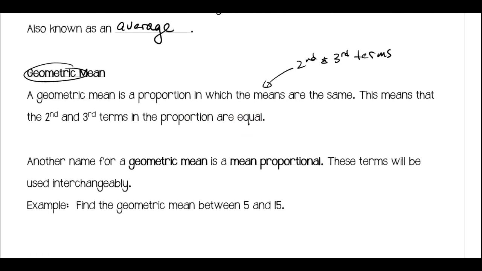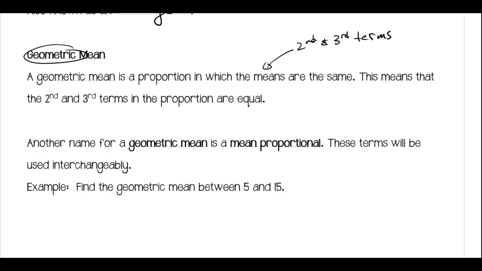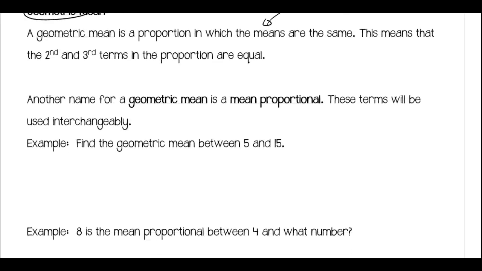And we're going to have a couple different names for this. Another name for a geometric mean is a mean proportional, and I will use these interchangeably. So you need to understand geometric mean is the same as mean proportional, and if I ask you a question, I'm going to use both terminologies, and you need to understand both.